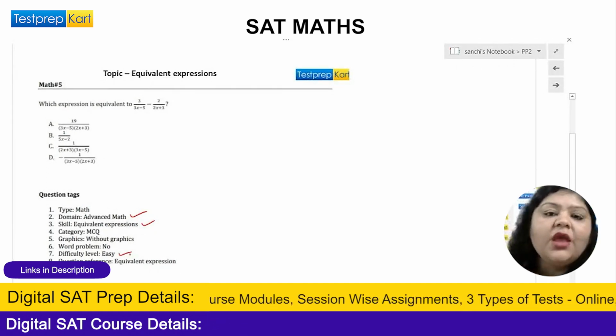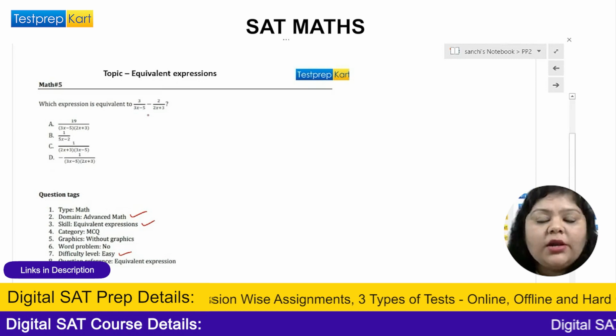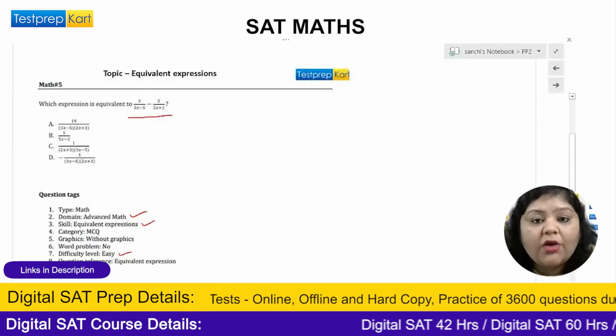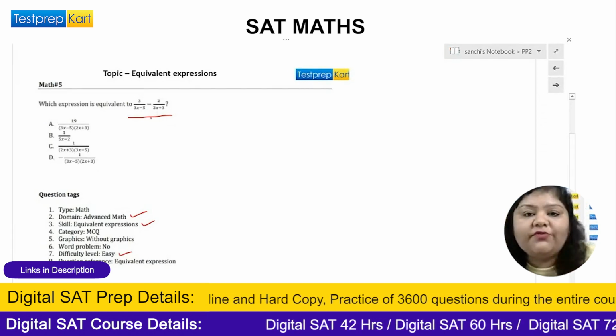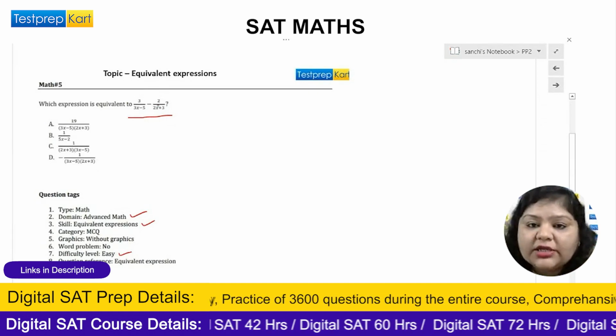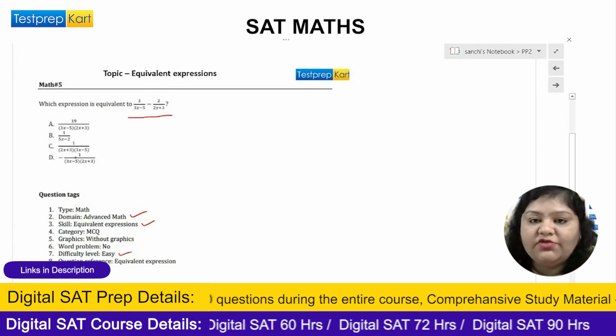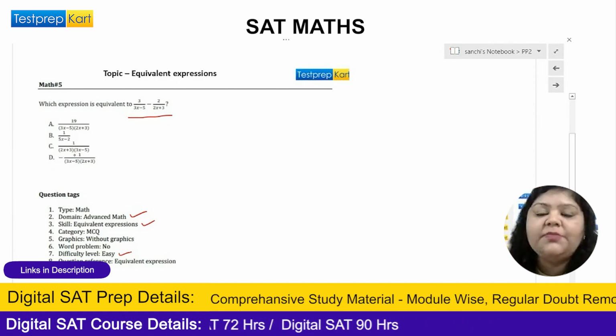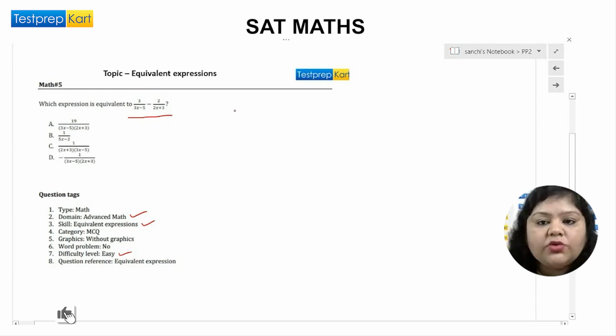Now see, what do you need to do here? One algebraic expression is mentioned here. What you have to do is simplify that so that you can say that the expression is equivalent to which one of the options. So we have an algebraic expression; just simplify that expression. See how to simplify that.